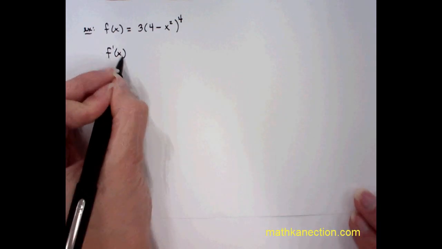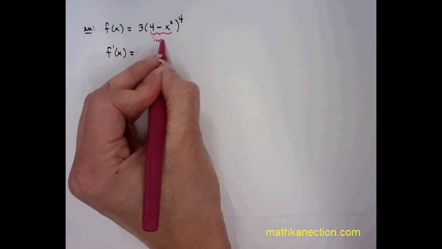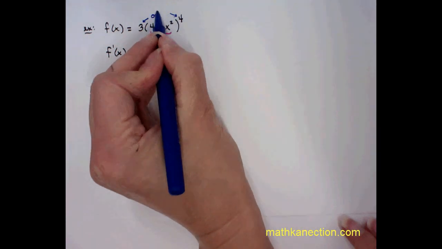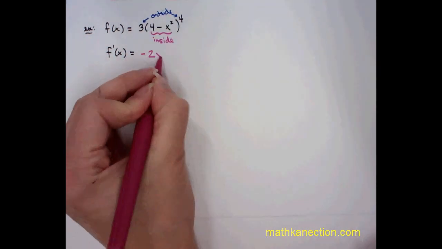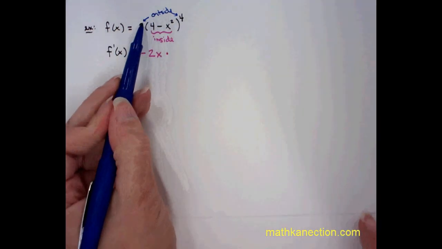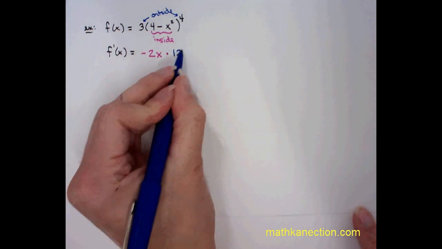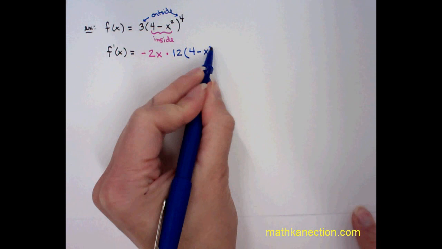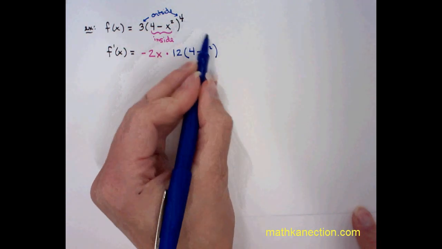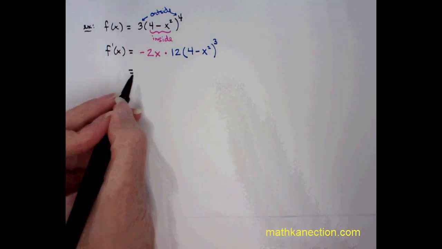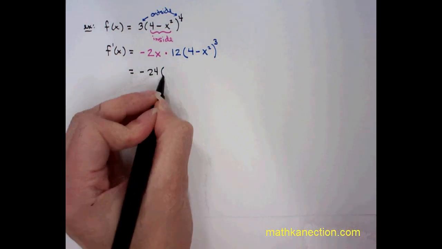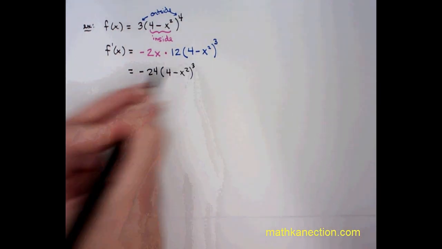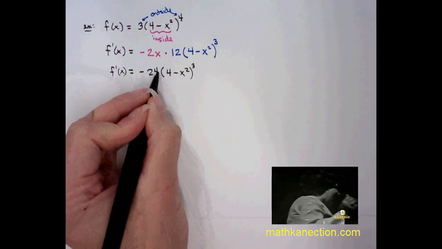So next problem, the inside function is 4 minus x squared. The outside is the 3 and the 4, the coefficient. Multiplying the derivative of the inside, which is negative 2x, by the derivative of the outside, which is 12, times leaving the inside the same, which is 4 minus x squared. And the new exponent is 3. And simplifying the problem, that'll be negative 24x multiplied 4 minus x squared to the 3rd power.